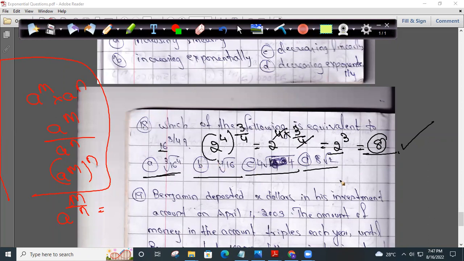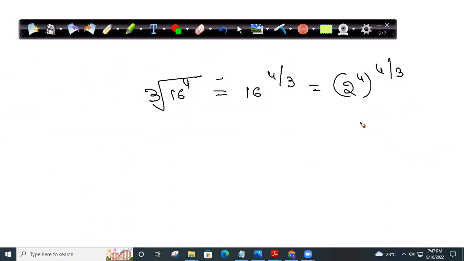Now simplify the first option. I get cube root of 16 power 4, which is 16 power 4 by 3. That is not 8. I'm writing on the board so you don't get confused. I can't simplify this further. Even if you want to, you write 16 as 2 power 4, so 2 power 4 to the power of 4 by 3 becomes 2 power 16 by 3, which is not 8. So this is cancelled out.